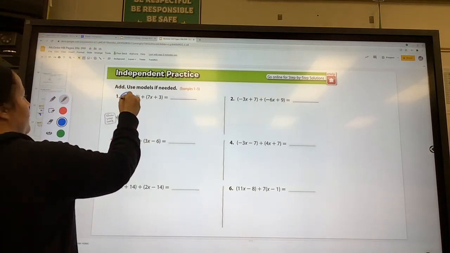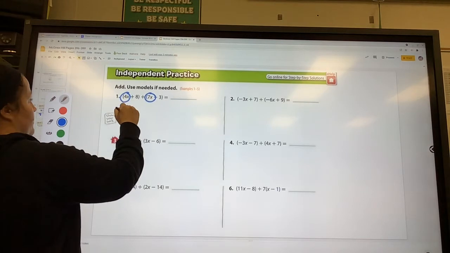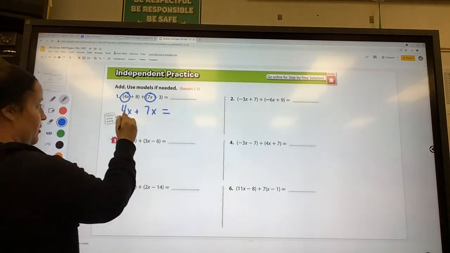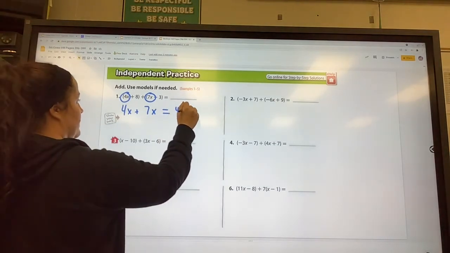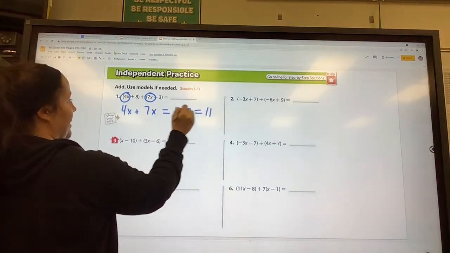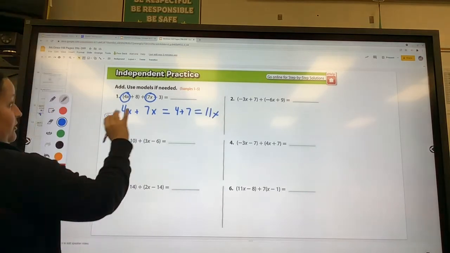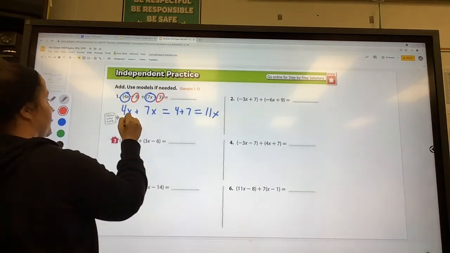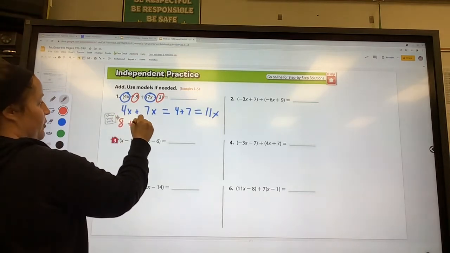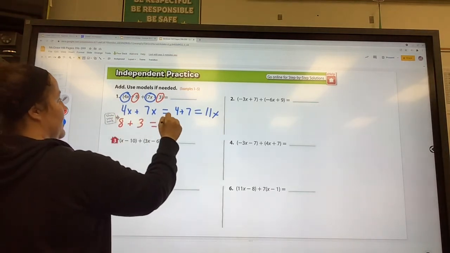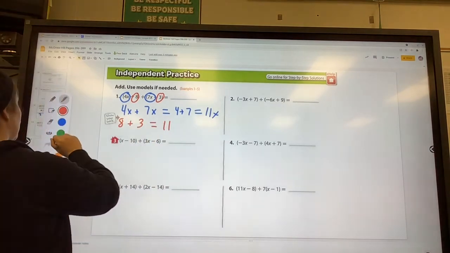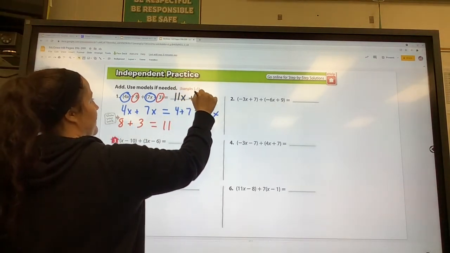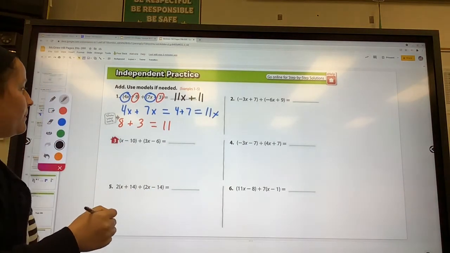So I'm gonna group together my two variables, 4x plus 7x. I add the numbers, 4 plus 7, and I attach the variable. So it's 11x. That's just one piece. And then I'm gonna add the numbers, 8 and 3. It's positive, so you're good. 8 plus 3 equals 11. Putting those together, 11x plus 11 is your answer for that one.